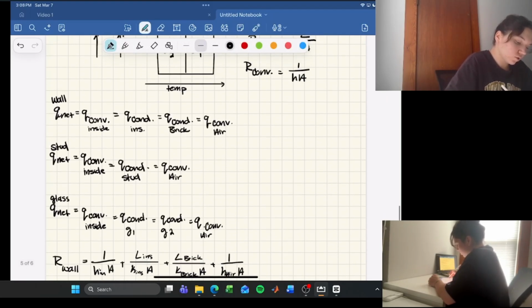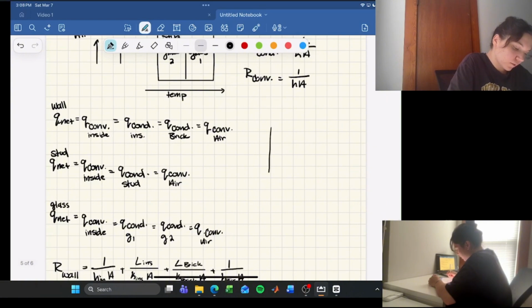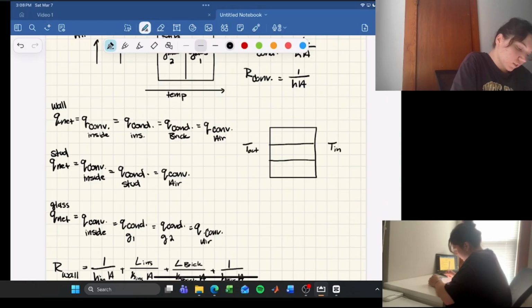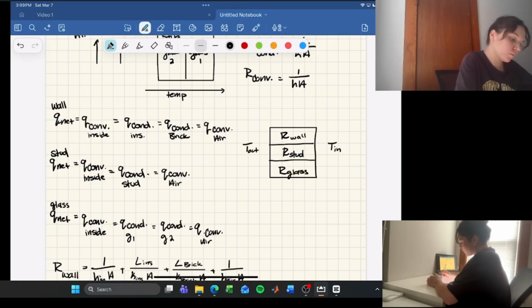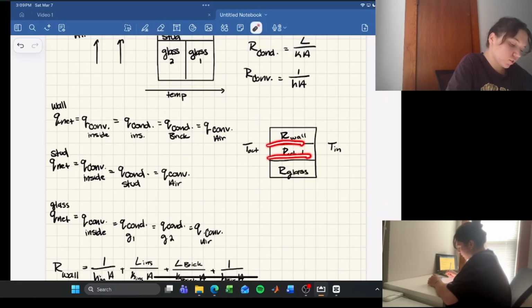So let's just draw a new picture just because we can. So this is what we're looking at right now. There's a temperature inside, there's a temperature outside. And then we have the resistance here. This is the wall. This is the resistance of the stud. And this is the resistance of the glass. This is total. So now these are in parallel.